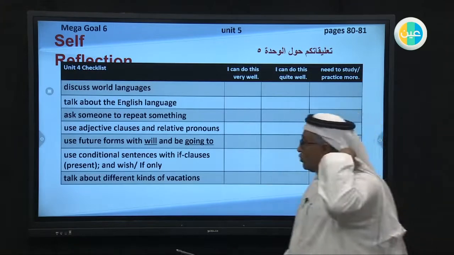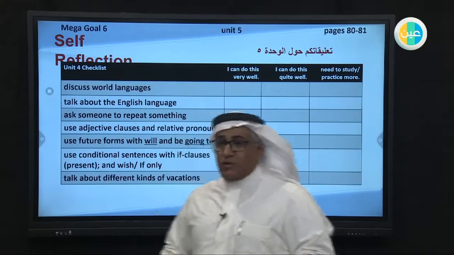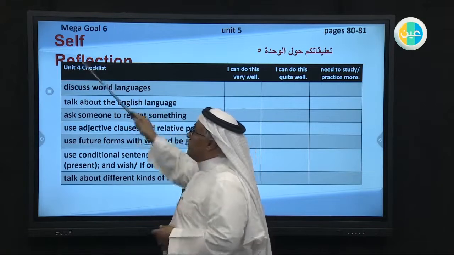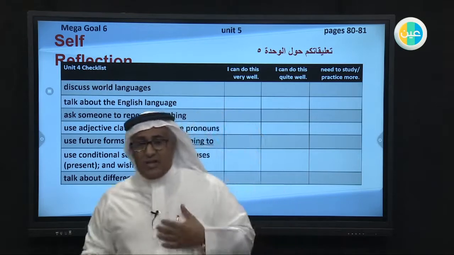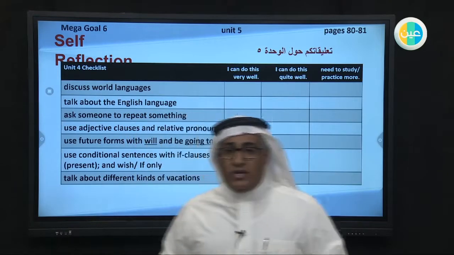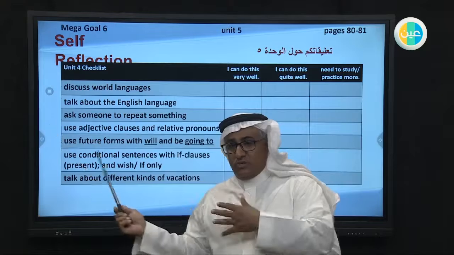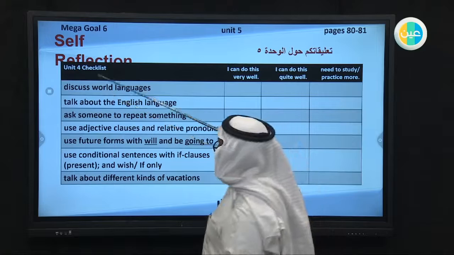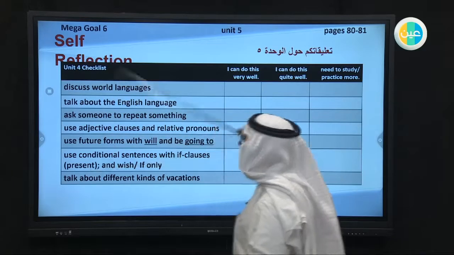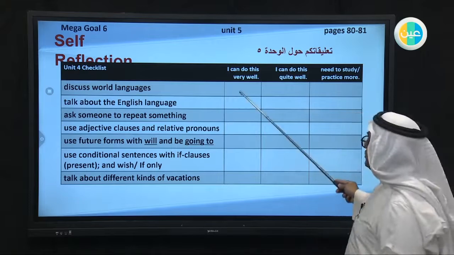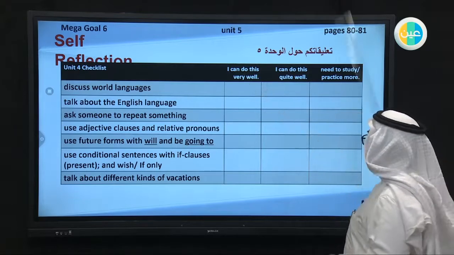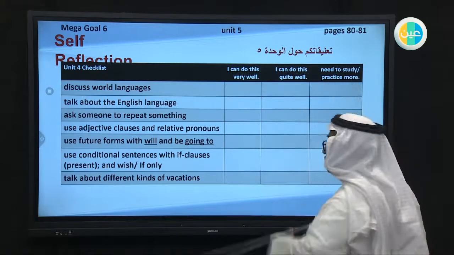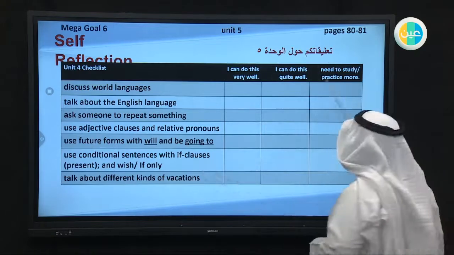Now guys, we come to conclude our lesson today. Now we have self-reflection. Self-reflection means your own comment or point of view about Unit 5. So now we have finished Unit 5. I want you to answer these questions 1, 2, 3, 4, 5, 6, and 7 about the unit. If you can do this very well, if you like it very well, take. If you can do this very well, also take. If you need to study or need more practice, also take.